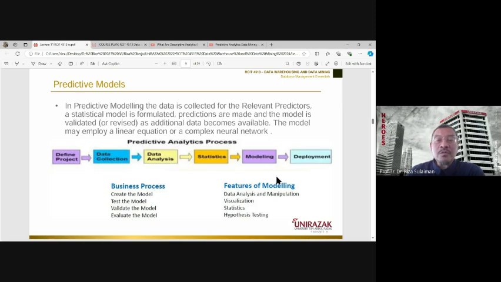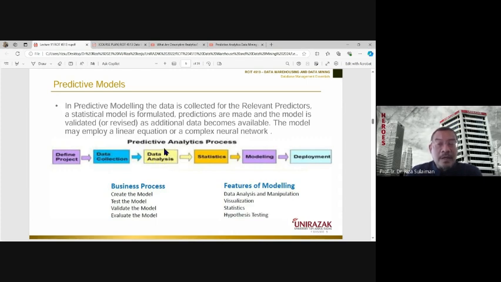Most of them show a similar method, so I took this one. Of course, to begin with, you need to have the defined project. What are you going to do, right? And then you do the data collection. And then just now you need to analyze, right? When you do the data collection, you need to classify them. So this is the data analysis part.